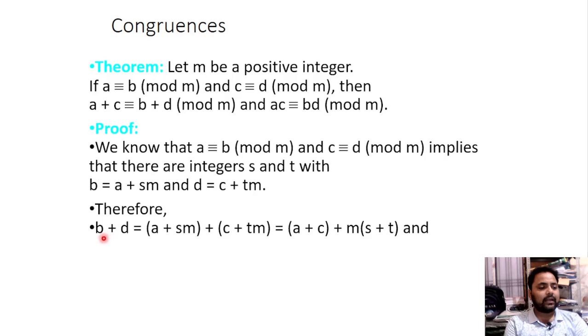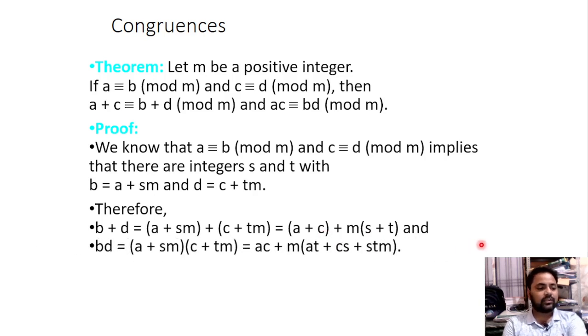Here we can write b plus d in the form of a plus sm plus c plus tm. Also, this is equal to a plus c plus m of s plus t. We are simply adding the LHS to the LHS and the RHS to the RHS. Here b plus d is the LHS, and m is the common factor of sm and tm, so m of s plus t, and also c plus a.